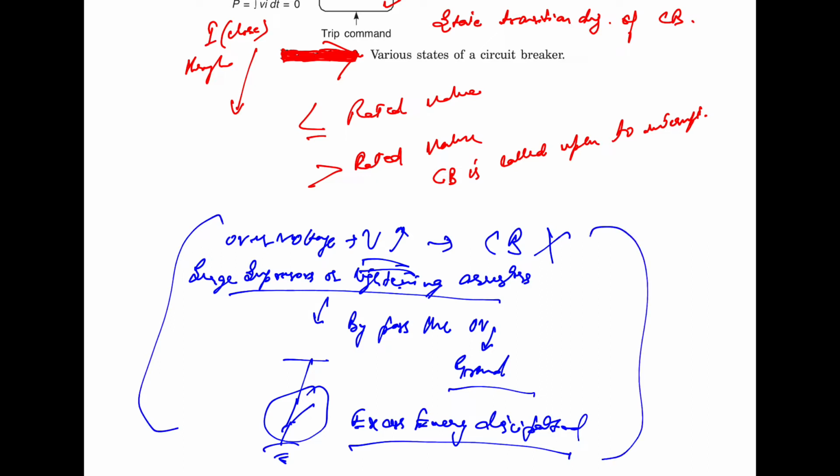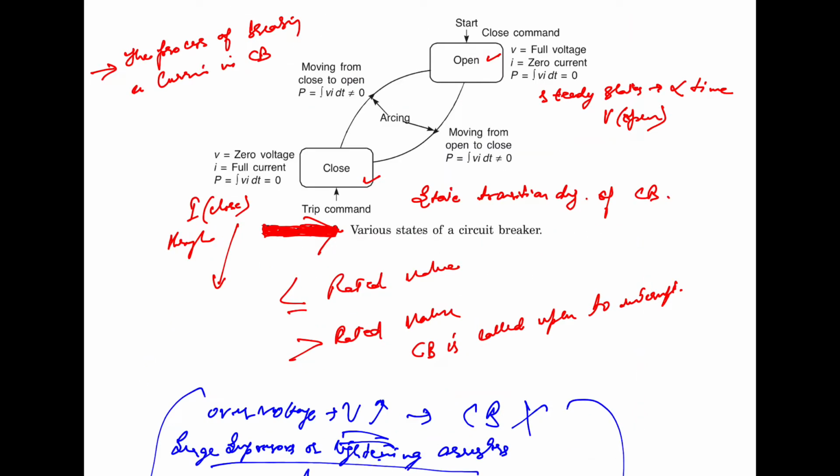Now, when the circuit breaker is in the open state, there is full line voltage across the contacts. Let us suppose these are the two contacts of the circuit breaker, and this is the full line voltage across the contacts, and in that case the current is equal to 0. So the current through the breaker is 0.